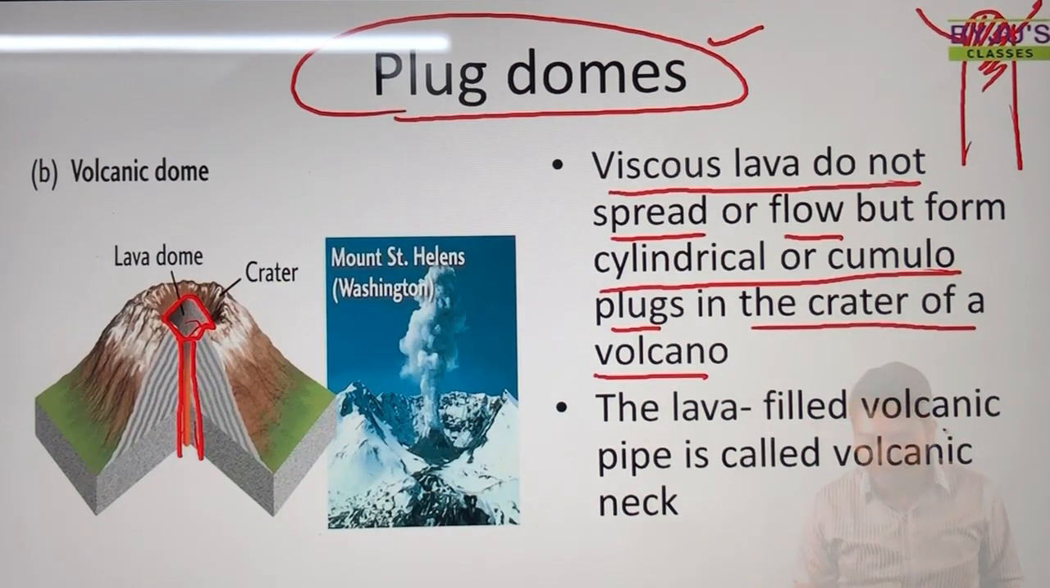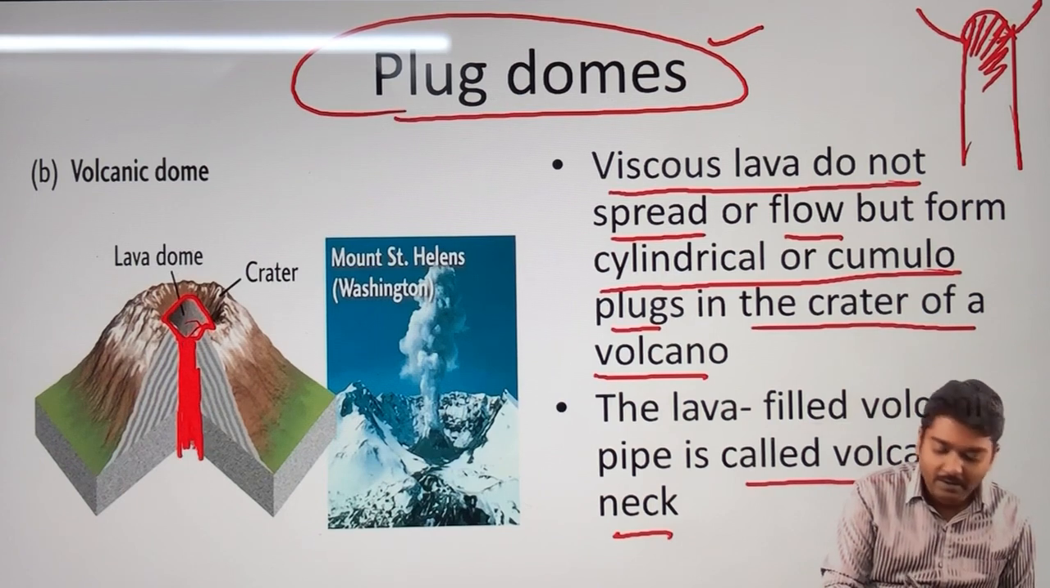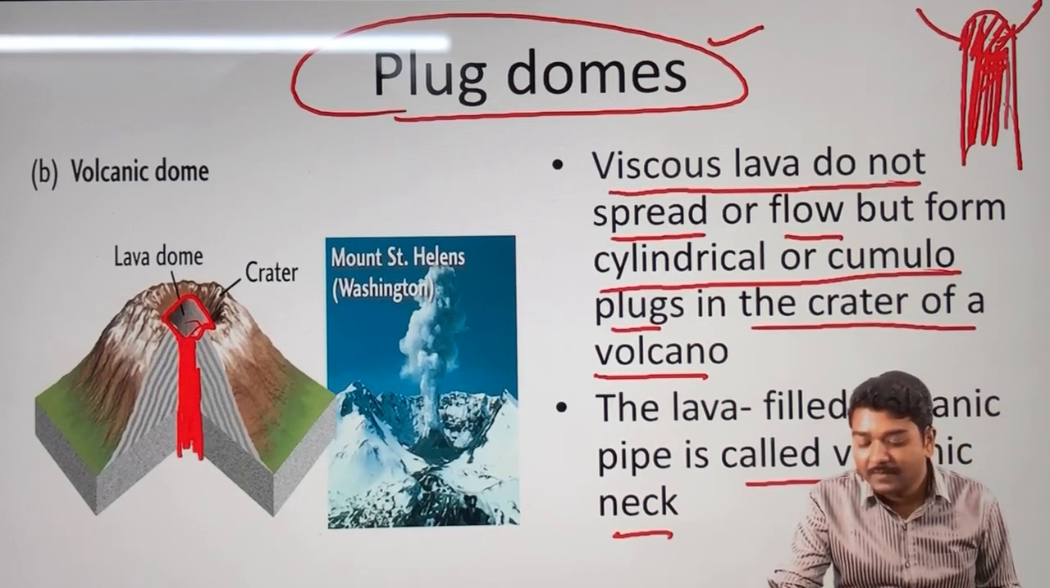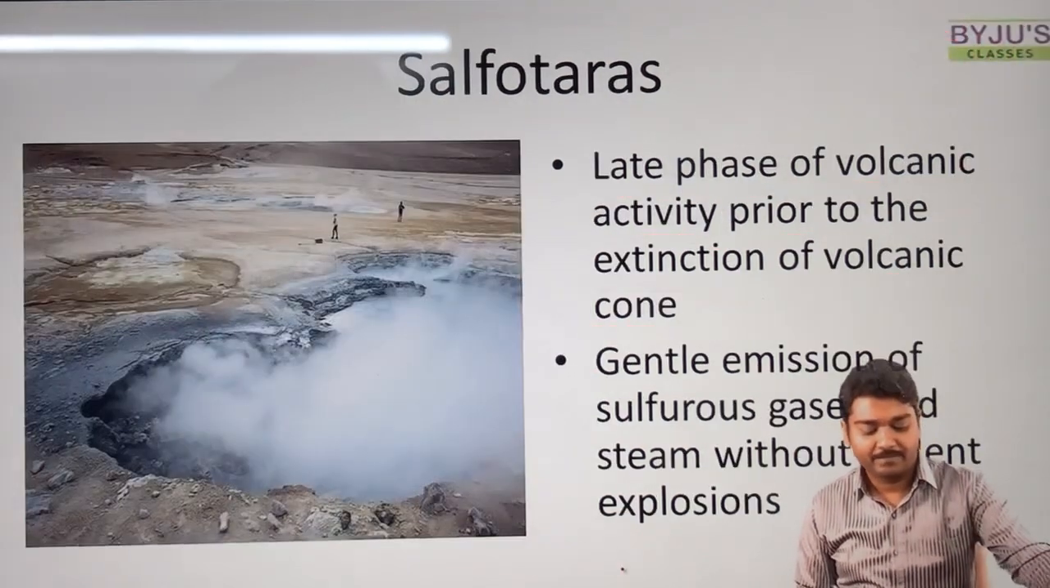The lava-filled volcanic pipe is called a volcanic neck. So if the pipe is filled with lava and it has solidified, we call it a volcanic neck.